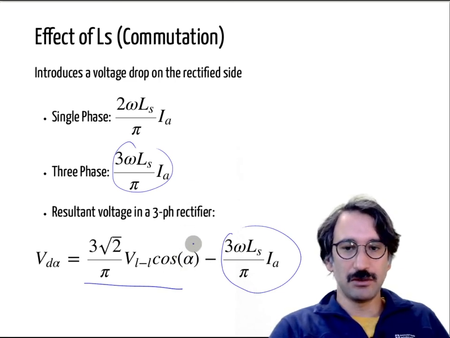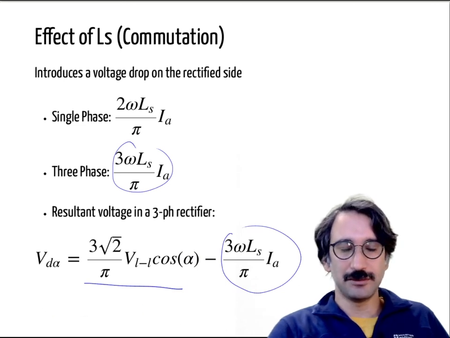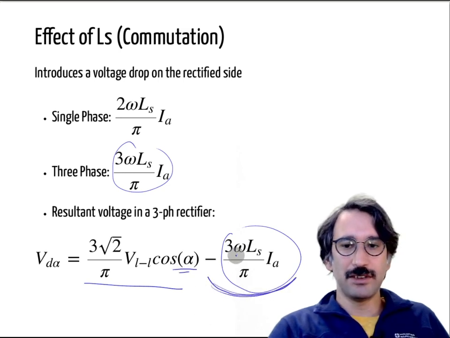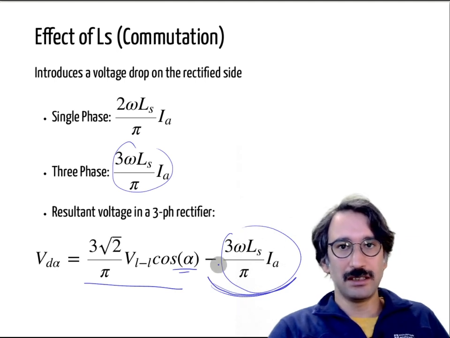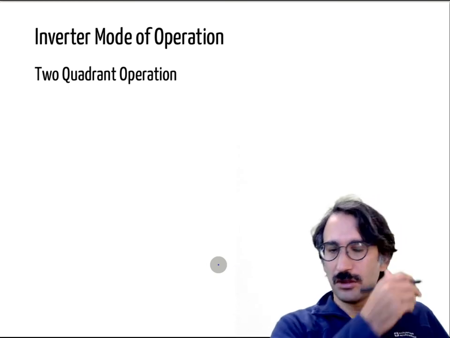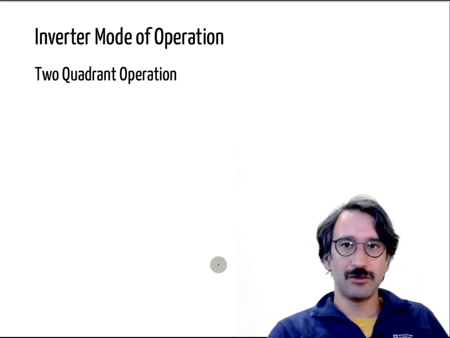If alpha is equal to 0, it becomes a diode rectifier. But as you can see here, the amount of voltage reduction is independent of firing angle. There is no term related to alpha in this equation. So let's talk about the inverter mode of operation.